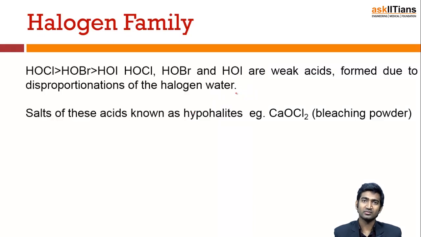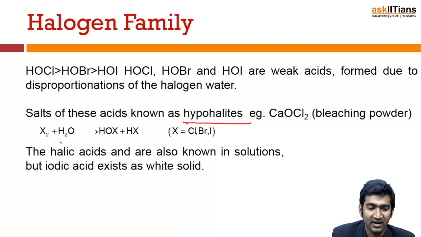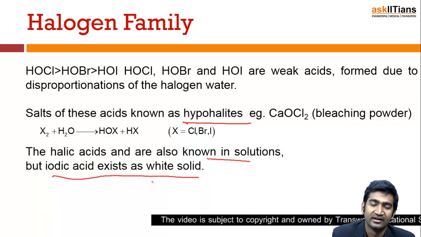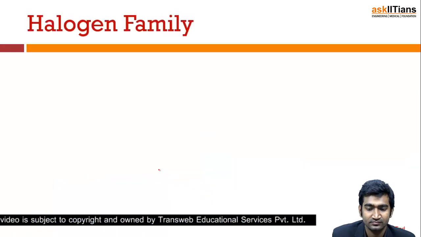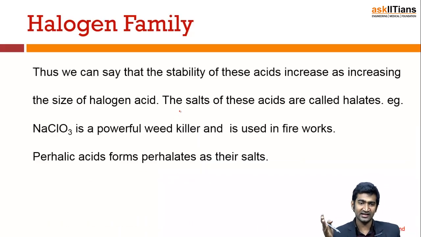And if I make them react with some metal, they form hypohalites, like CaOCl2. This is bleaching powder, the common name. So it's formed this way. The halic acids are also known in solutions, but iodic acid exists as a white solid. So we can say that the stability of these acids increases with increasing size of the halogen. If my halogen is bigger, then my stability is more.